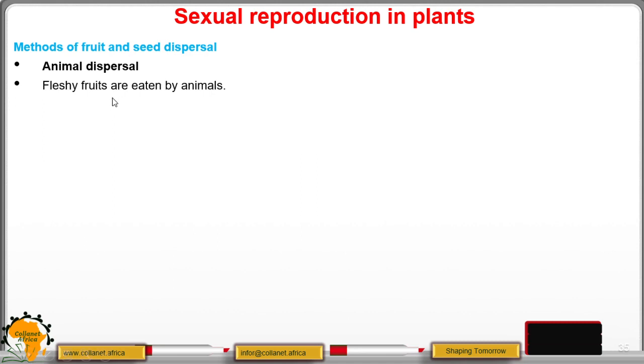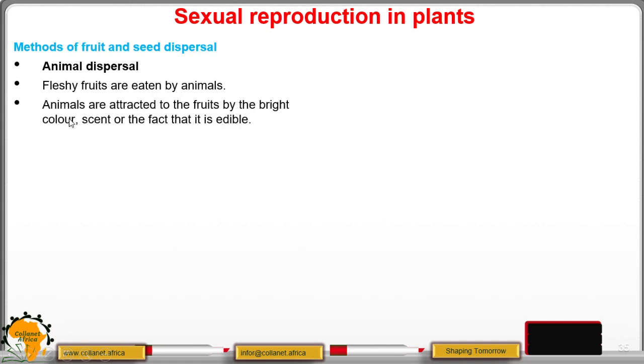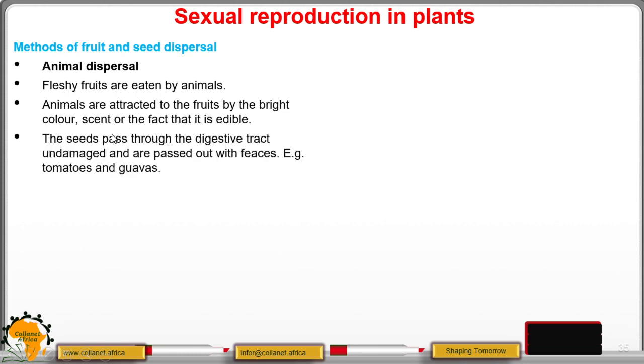Dispersal actually enables the seeds and fruits to be put far away from the parent plant, so that they avoid congestion and competition for limited resources like water and sunlight. Animals are attracted to the fruits by the bright color and even the smell, and by the fact that these fruits are also edible, we can eat them.